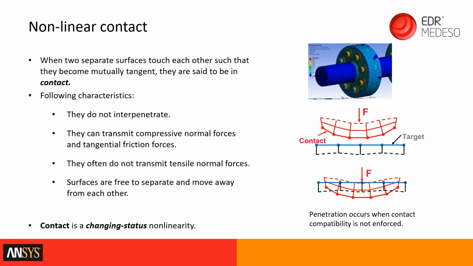Contact is a change in status nonlinearity, and those sorts of change in status nonlinearities cause problems for numerical methods. A step change in something is always a problem. But essentially, when something moves in and out of contact, it either has stiffness or hasn't got stiffness. So Ansys has to handle that internally.